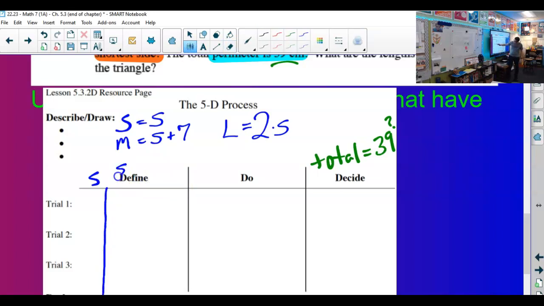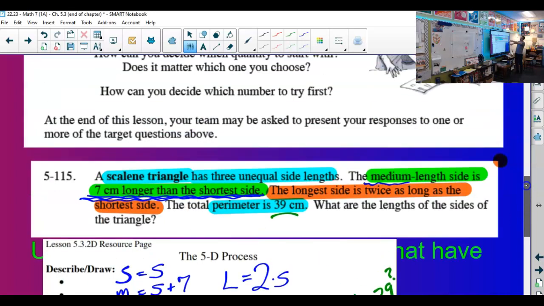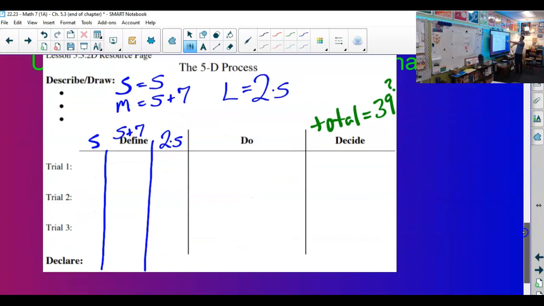Since it's twice as large as the short side, we're going to do S for shortest and then times 2. That equals L. We've got S plus 7 and 2S. We know that. We've got S plus 7, and 2S. Oh, the total is 39. Okay, we've got that too. I think we've got everything we need.